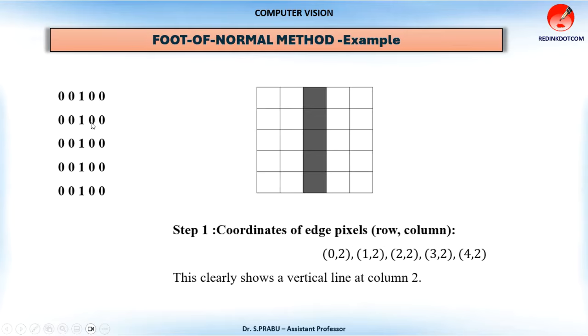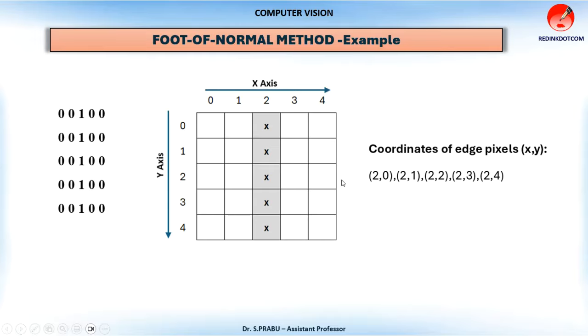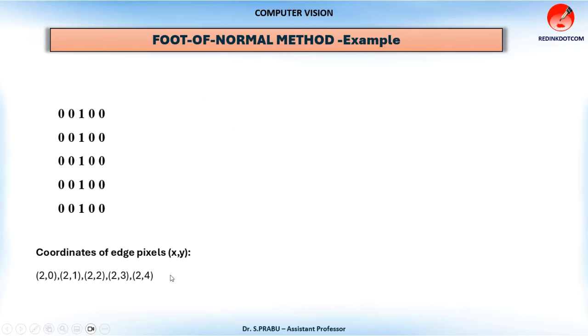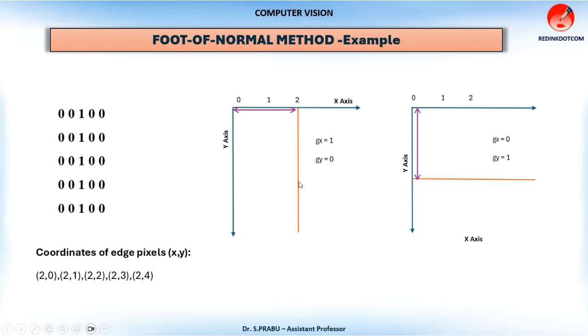Let's see one example. We can take the same example from the previous one. For this image, the xy coordinates are 2, 0 to 2, 4. That is the first step. The next step is to find the gx and gy values. This is the vertical line. I can draw this line here.